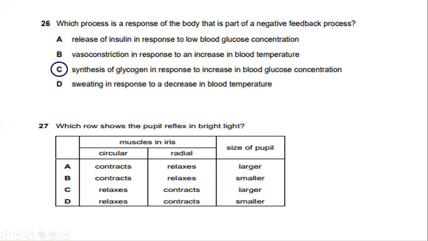Which role does the pupil reflex play in bright light? This is related to chapter 3, coordination and response. In bright light, the circular muscles contract while the radial muscles relax. Thus, the size of the pupil will decrease or become smaller, reducing the amount of light entering the eyes. The answer for this is B.